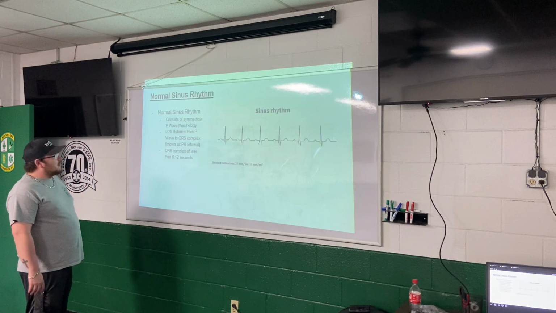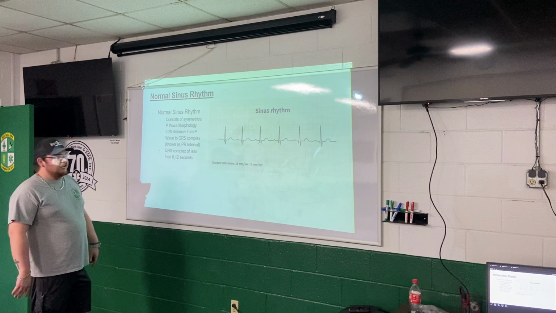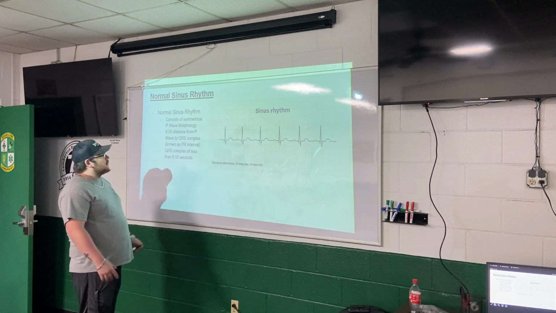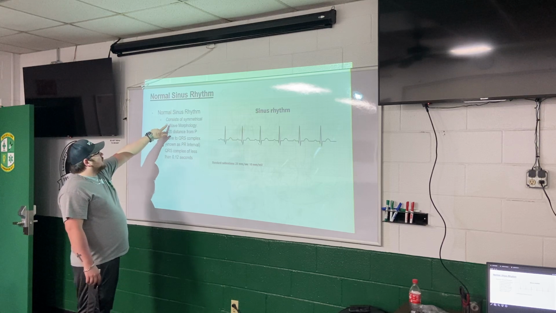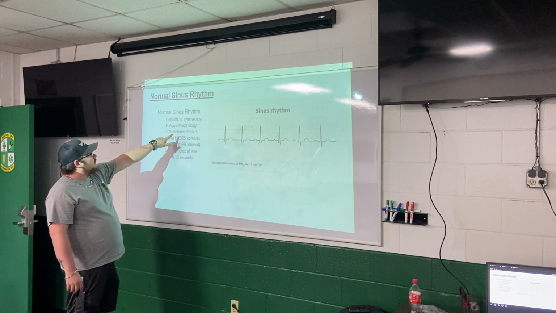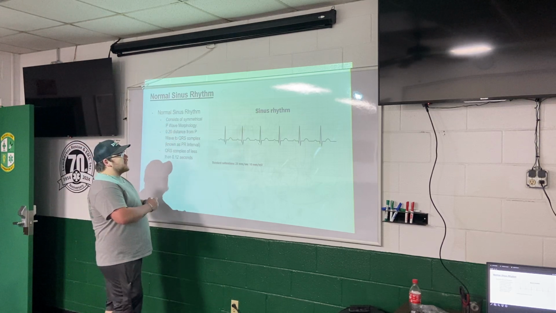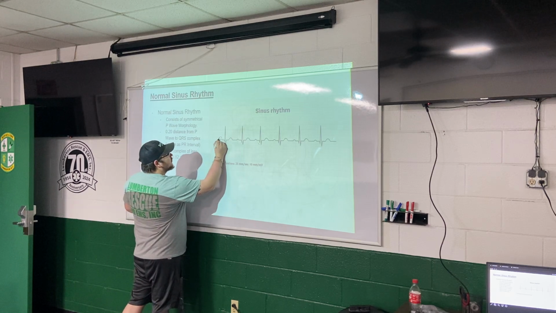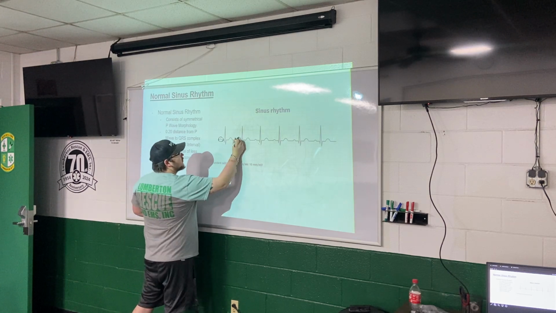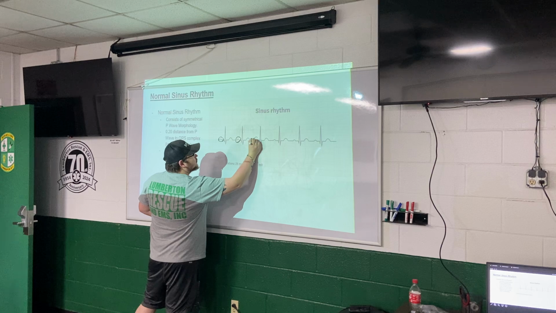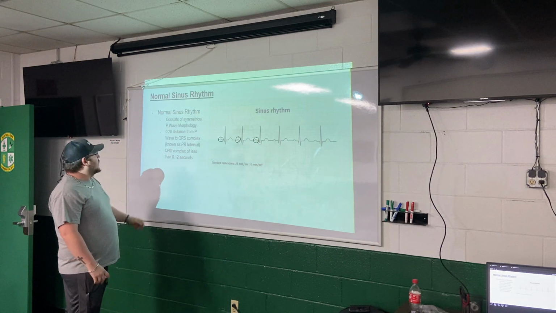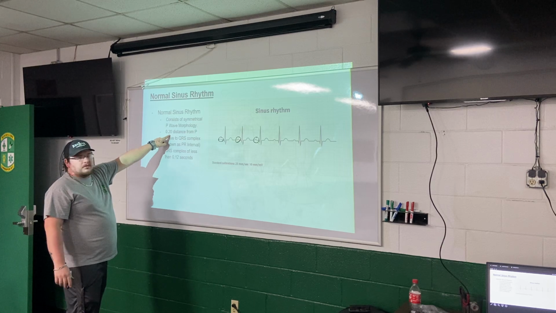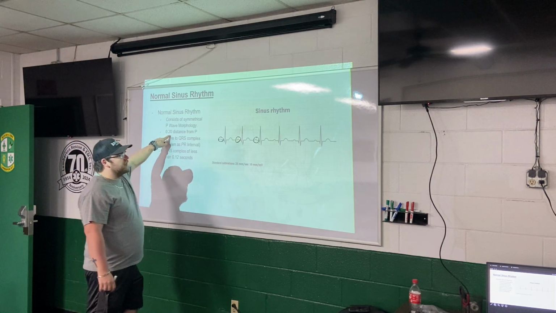So the first rhythm we're going to go over is the one rhythm everybody should know. This rhythm is your regular normal sinus rhythm. Normal sinus rhythm consists of symmetrical P wave morphology, which means these little bumps in front of each QRS complex are going to look identical. As you can see, none of them look any different. You're going to make sure the PR interval is 0.20 or less.